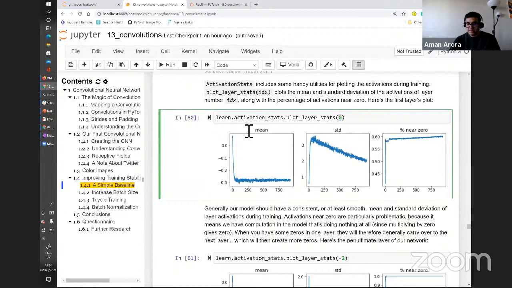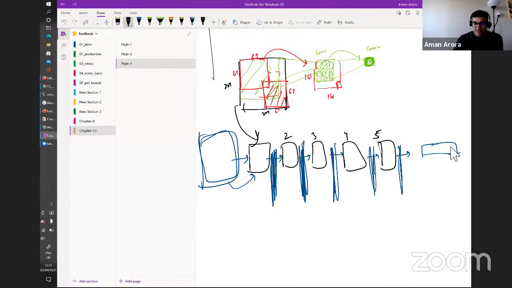If I plot the layer stats, you can see that the mean of the activations is around minus 0.3, and the standard deviation is all over the place. And most of my activations are close to 0, like 60% of my activations are close to 0. What does that mean? What is an activation? An activation is the output of a convolution layer.